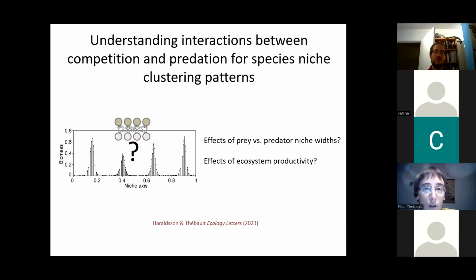So we can wonder what the relative importance of competition and predation is for these species niche clustering patterns that have been found by Schaeffer and Van Ness. That's the main question I will try to address here. With Matilda, we studied a model with two trophic levels, prey that compete and predators. We were interested in studying how much prey versus predator niche width can determine these clustering patterns, and how much they depend on ecosystem productivity, because it seems to drive the relative importance of competition and predation in other systems.